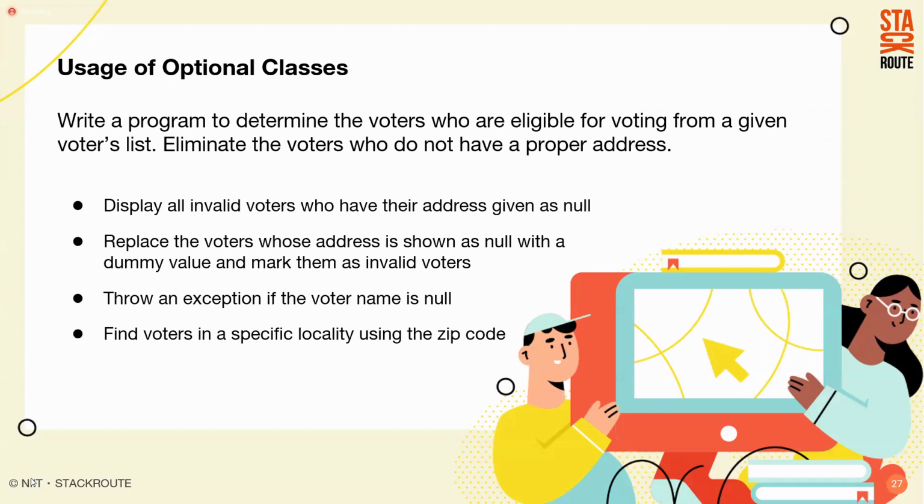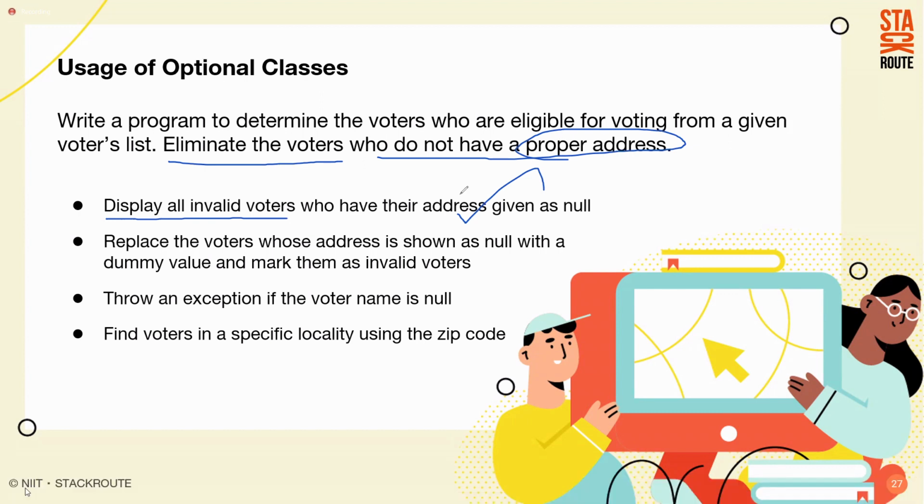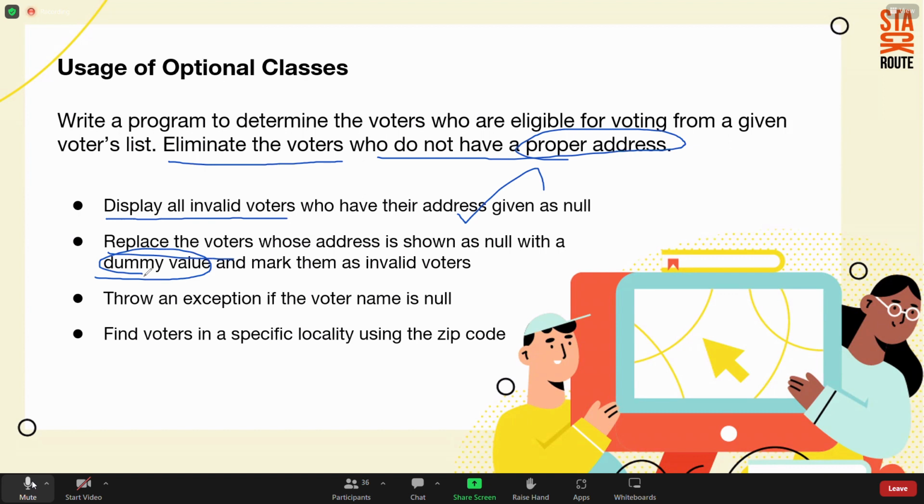So they are continuing with the concept demo. Write a program to determine the voter eligible for voting for a given voters list. The voter class should consist of a proper address. We need to eliminate the voter who does not have a proper address, which is a null value. Is it possible to display all the invalid voters whose address is null? Is it possible to display only the null values? Yes, ma'am. Is it possible to replace the null value with dummy values? Yes, ma'am, possible.